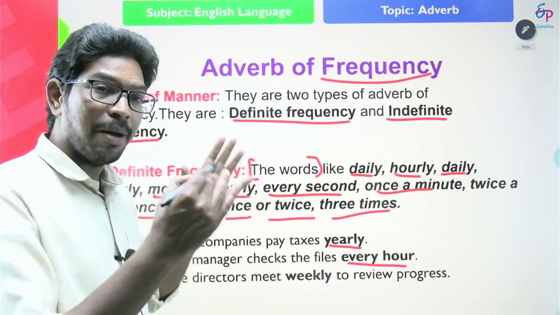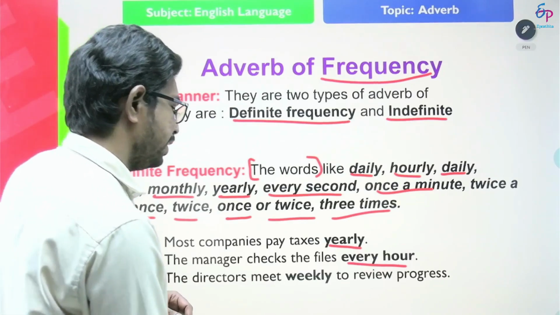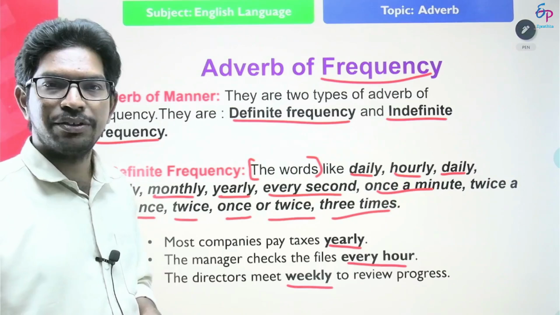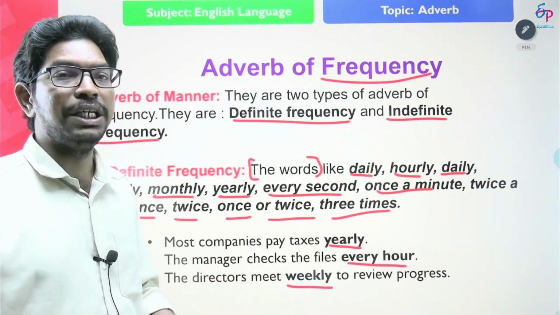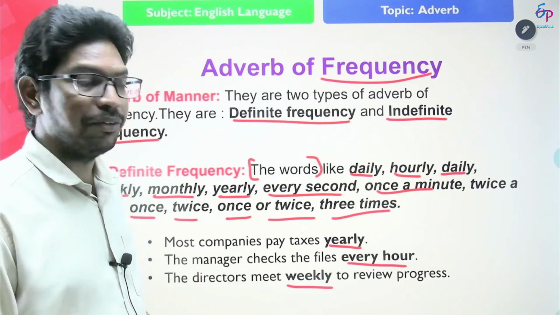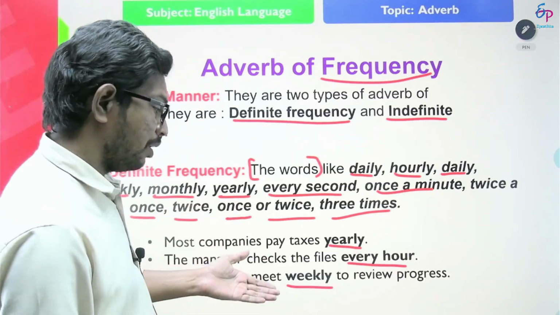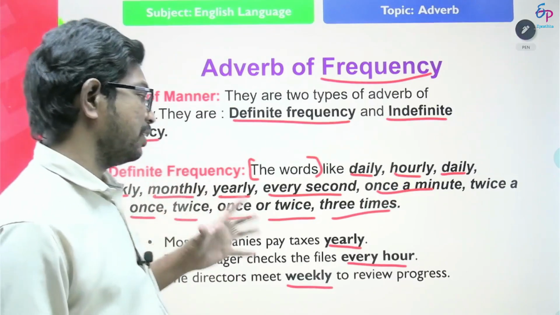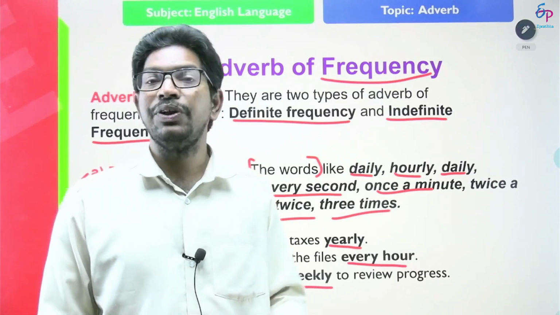That means it will happen definitely. The directors meet weekly to review progress. Here it is showing how many times the directors meet. How many times do the directors meet? They meet weekly. So weekly, every hour, monthly, these are definite frequency adverbs. They show how definitely the action occurs.